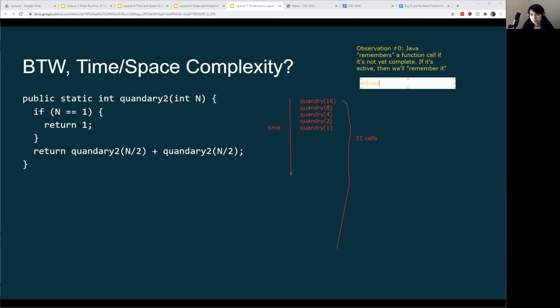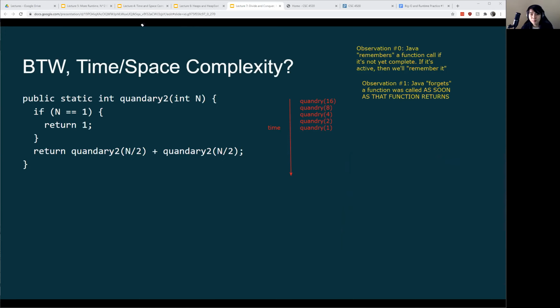Observation number 2, which directly follows from observation number 1, Java forgets a function existed or a function was called as soon as that function returns. This is super duper important. Write this down. I don't have it in slides. I should put it in slides, but this is so important. If you understand observation number 1 and observation number 2, you're in really good shape.